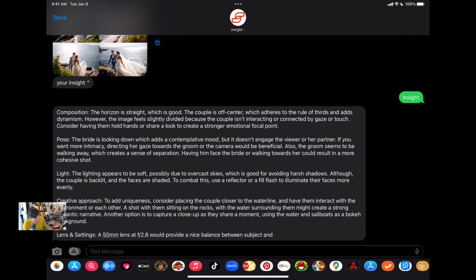Creative approach. To add uniqueness, consider placing the couple closer to the waterline and have them interact with the environment or each other. A shot with them sitting on the rocks and the water surrounding them might create a strong romantic narrative. Another option is to capture a close-up as they share a moment, using the water and sailboats as a bokeh background. There you go.